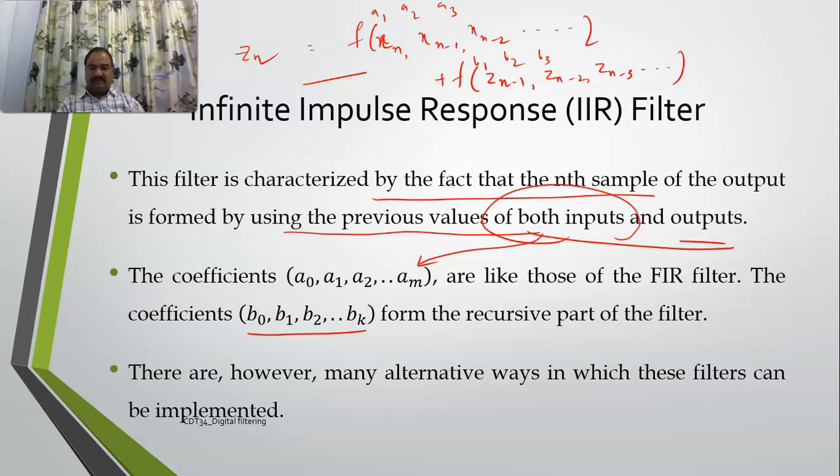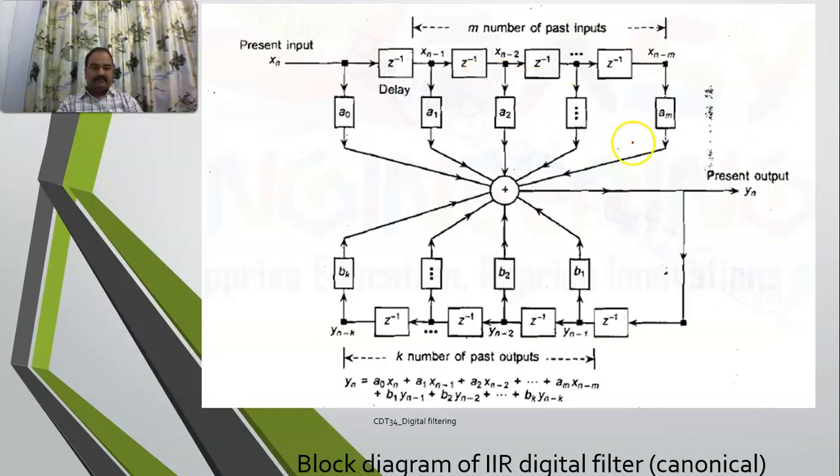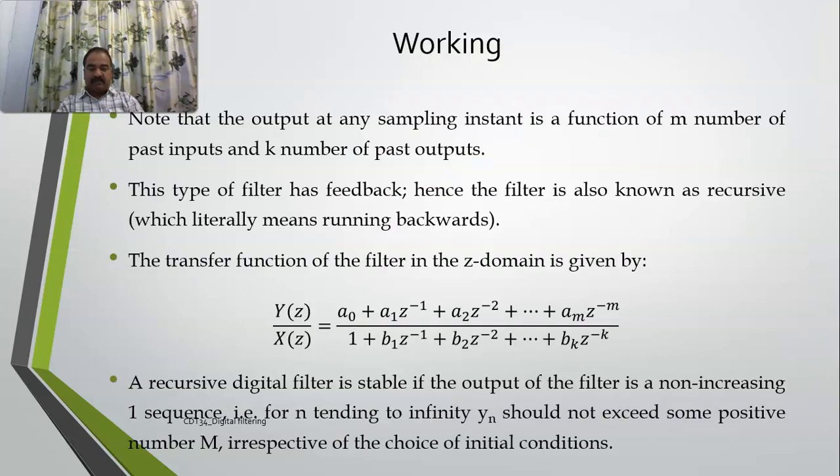Okay. There are so many ways for implementation of these things. So this is a canonical form of representation. Up to here, this is your FIR filter. Additionally, what I'm doing is taking feedback of my output also. Okay. So the working, if you carefully see, the output is a function of m number of past inputs and k number of past outputs. The choice is yours, what is the value of m and k? And if you carefully see, it has feedback, and so it can be considered as a recursive one also.